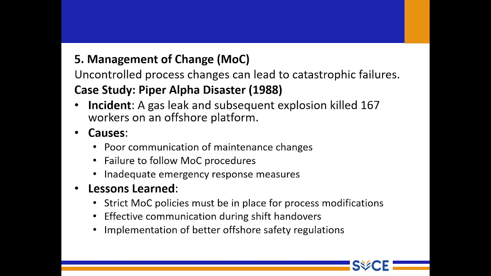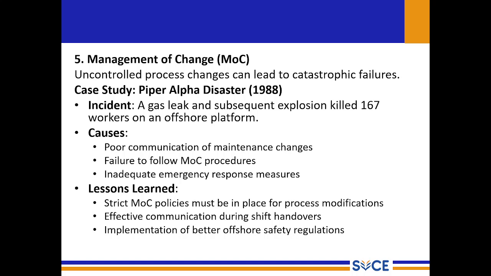Inadequate emergency response measures: no proper firewalls or safety barriers to contain the fire. The emergency response training was insufficient, leading to confusion. The platform's fire protection system was deactivated, preventing fire suppression. So, what are the lessons we have learned? Strict MOC, management of change, policies for process modifications. Every maintenance change must be documented and communicated properly. An approval system should be in place before restarting operations, right?